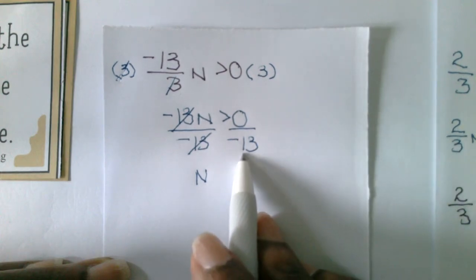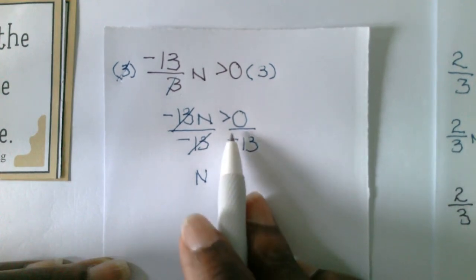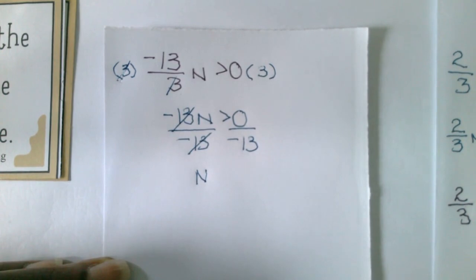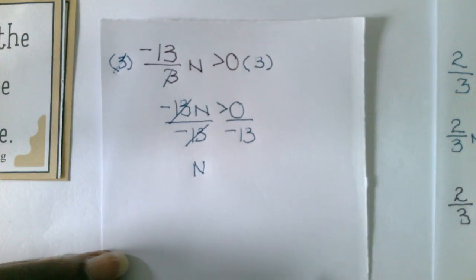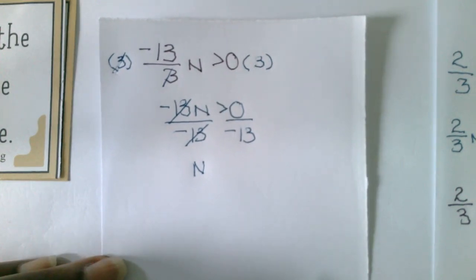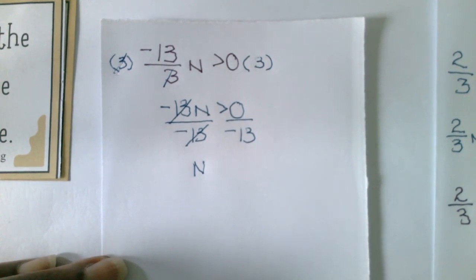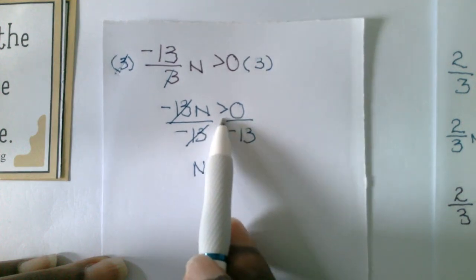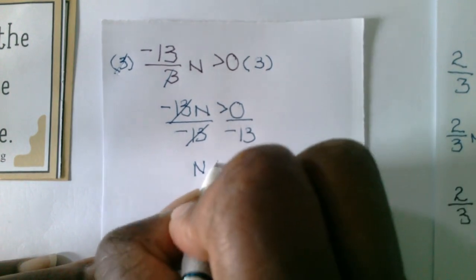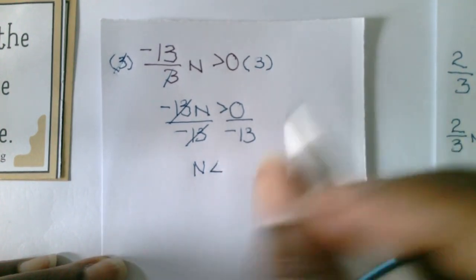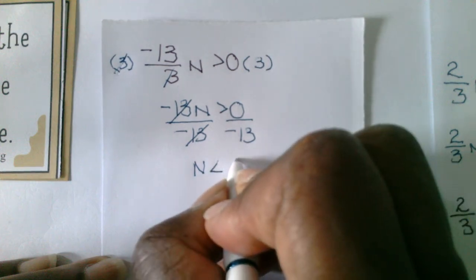And since we divided by a negative, what happens? Yes, Monstro. We're going to flip. This is when your inequality flips. Excellent. So we got our less than, and guess what it is? 0.